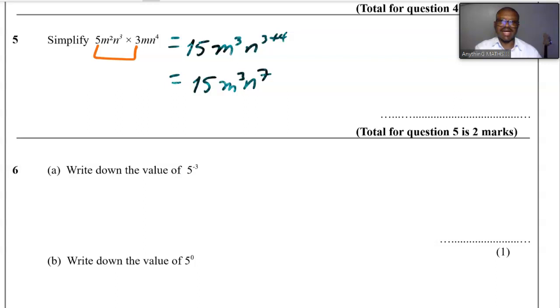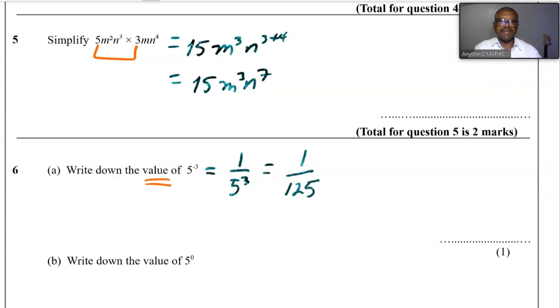Number 6 is write down the value of. This is so important. It says the value of. What does it mean? We know that this can be written as 5 raised to the power 3, and it's correct, but because it says the value of, it means you have to evaluate this. Evaluate what 5 raised to the power 3 is, and it's 125.